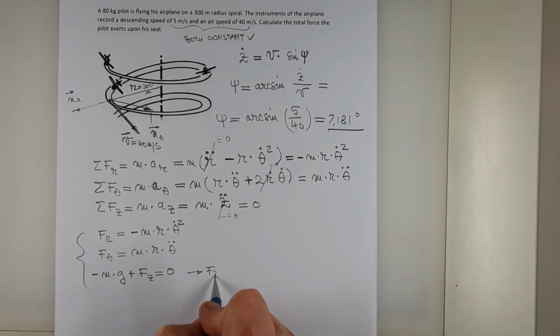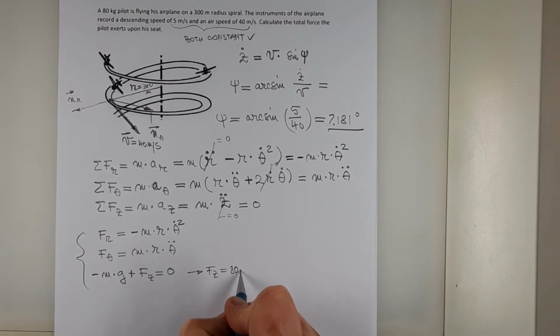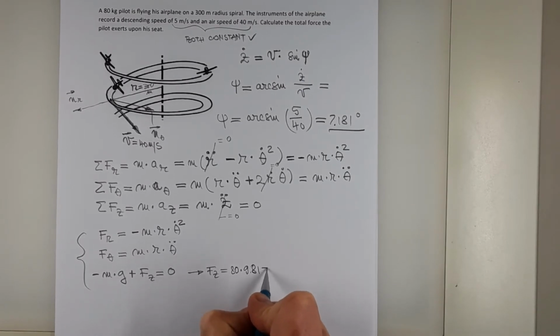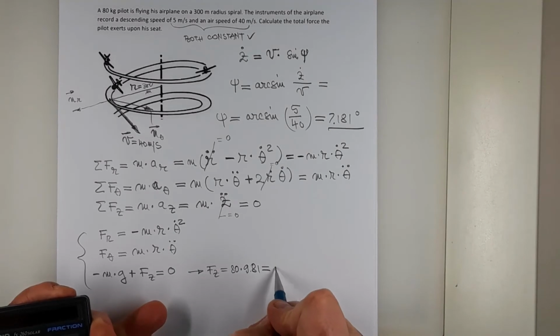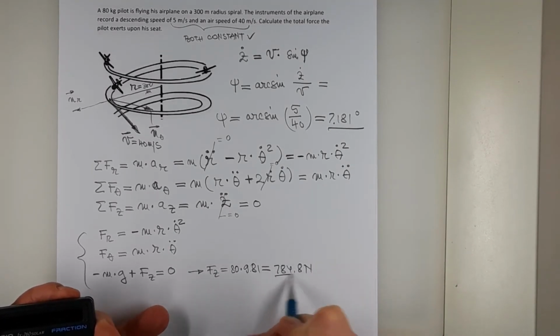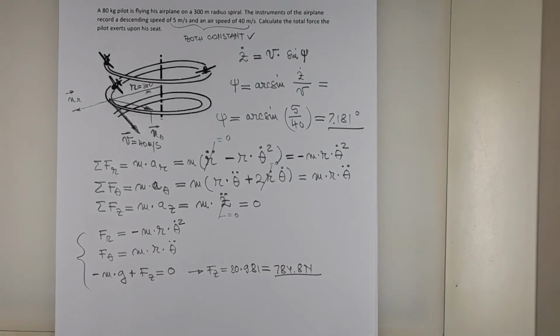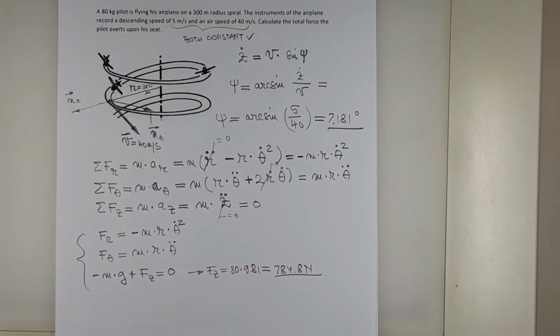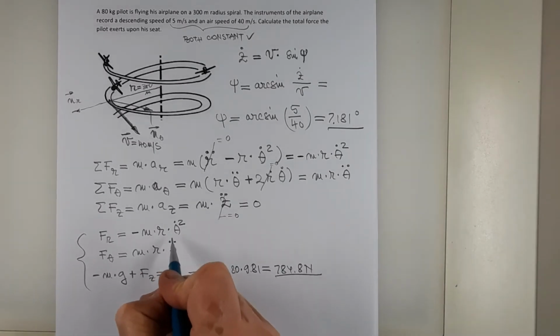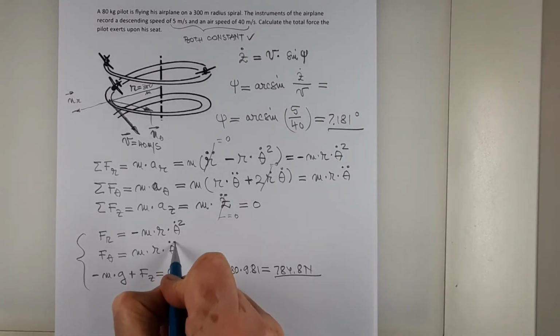So we found one of the components. This force in the z direction is 80 times 9.81. So it's 784.8 newtons. Okay. So let's see how we can find theta dot, theta double dot.